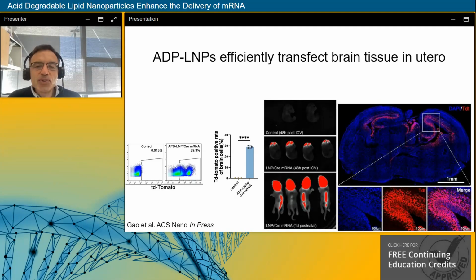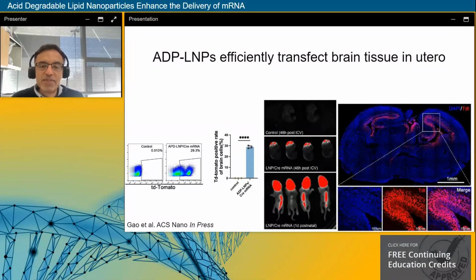In addition, we also investigated what the transfection efficiency was of the ADP LNPs in the brain. The way Aijun's lab did this is that they injected ADP LNPs with Cre mRNA in utero, ICV, and then after 48 hours, they sacrificed the fetus and did flow cytometry on the brain. The results are shown in the middle in the bar graph, where the y-axis says percent tdTomato positive cells. And what you can see is that we transfected 30% of the total number of cells in the brains of these fetuses. That's just a remarkably high number.